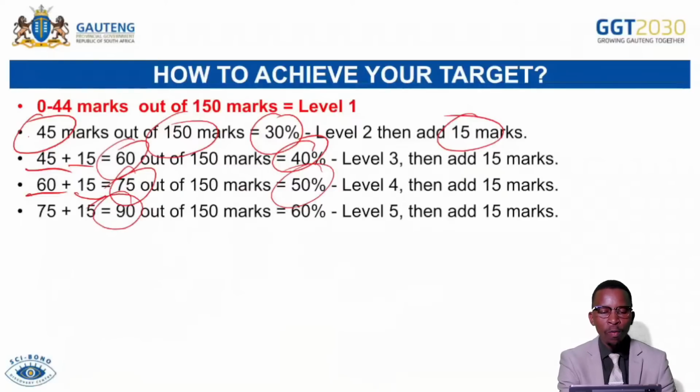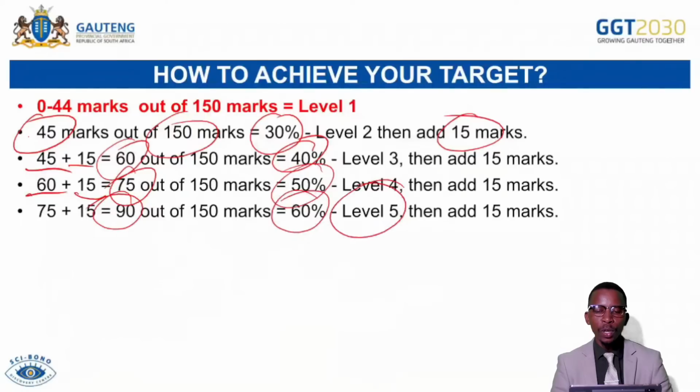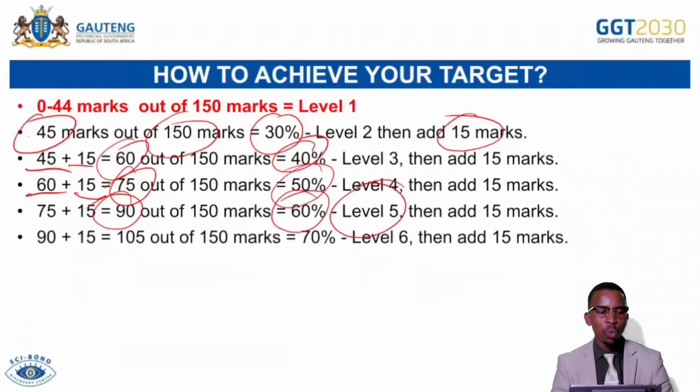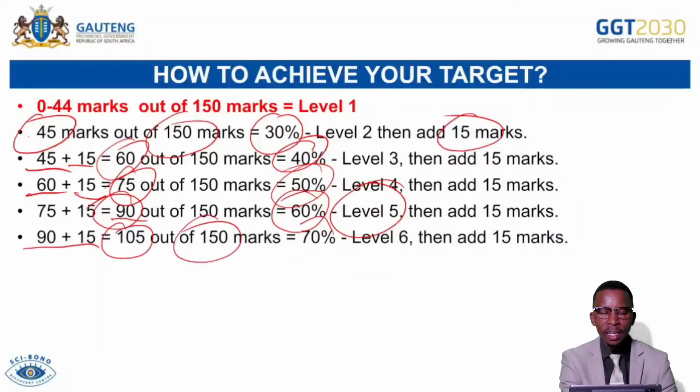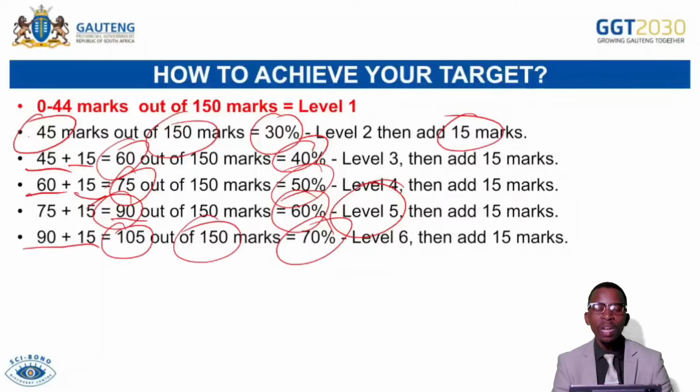You are getting 90 over 150. That is your 60%, which is level 5. Then we go further to see if you want to achieve a better percentage. So from 90 that you achieved here out of 150 plus 15, it's 105 over 150. That is your 70%. So that is your level 6.